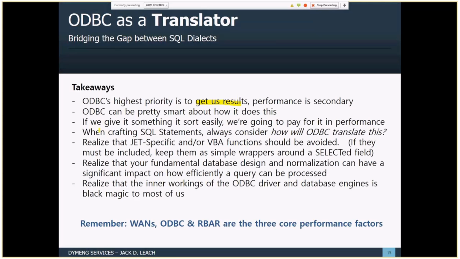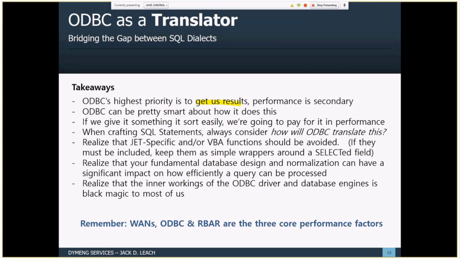So all in all, between the wide area network and the fact that it needs to travel so far to resolve our requests, the ODBC driver, and some sort of row by agonizing row methodology, those three things are the core factors in performance that we should be keeping in mind.